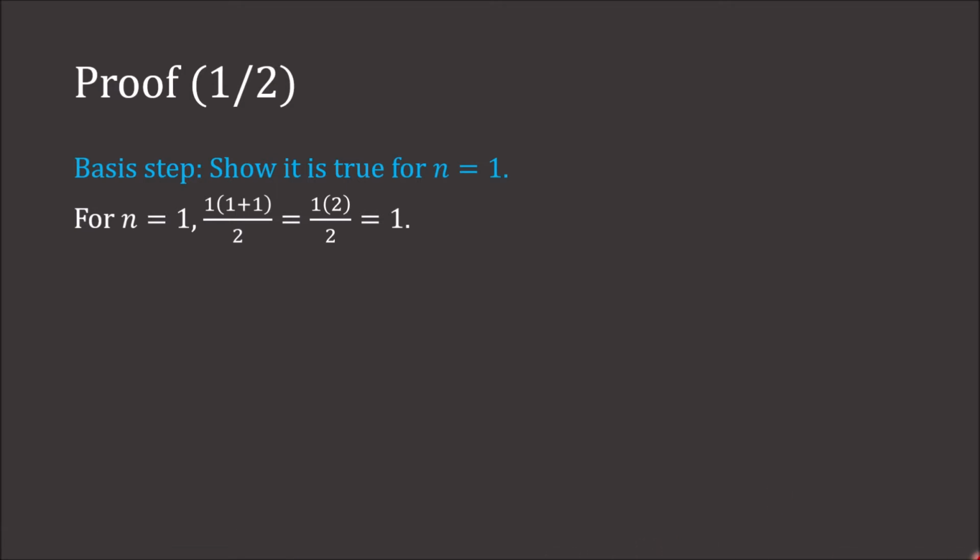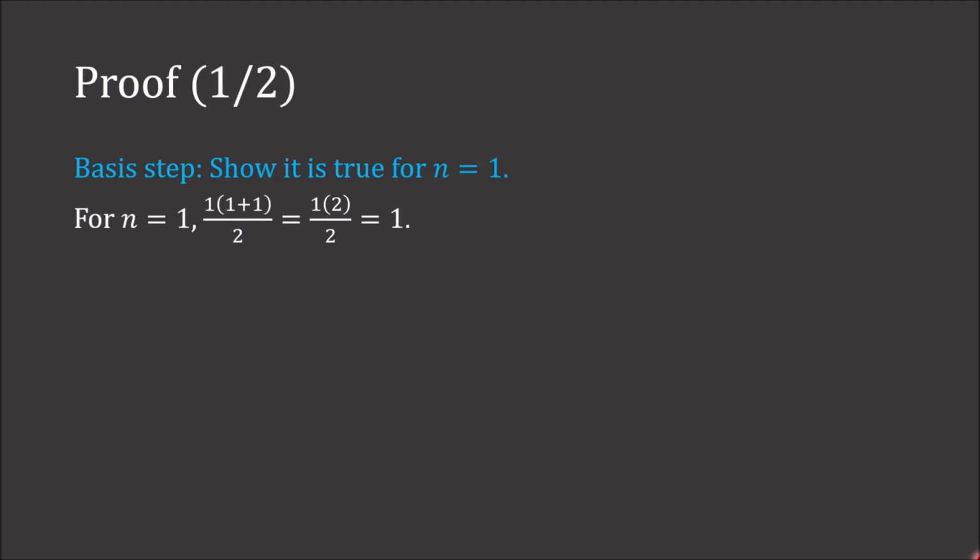So for the proof, we start with the basis step. That is, we have to show that it is true for n equal to 1. So for n equals 1, we have 1 times 1 plus 1 over 2. Well, that is 1 times 2 over 2, which is 2 over 2, and that's just 1.